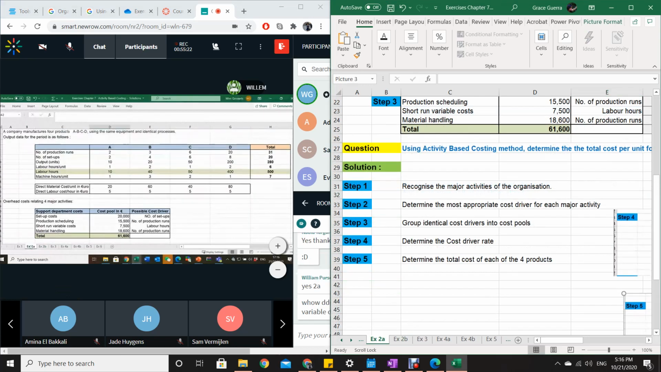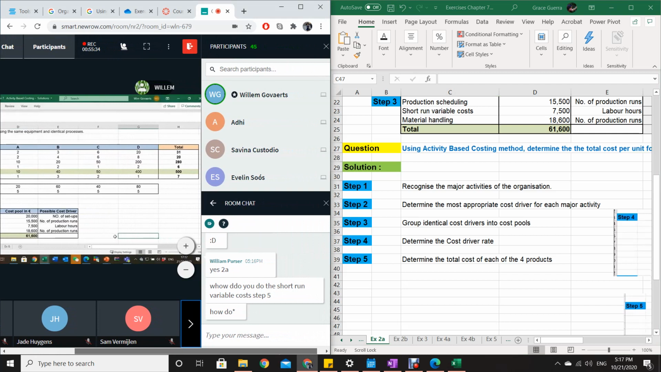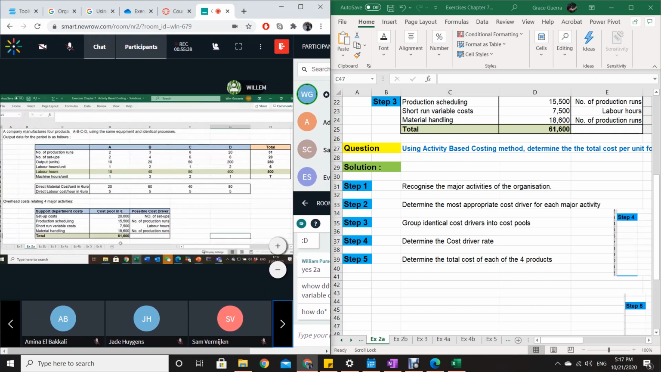What's your question? How do you do the short-term variable cost? Short-term variable cost, step 5. Okay, we will take a look.